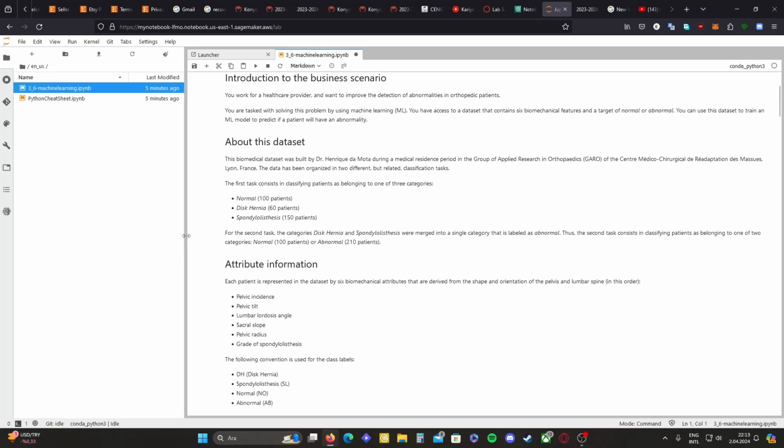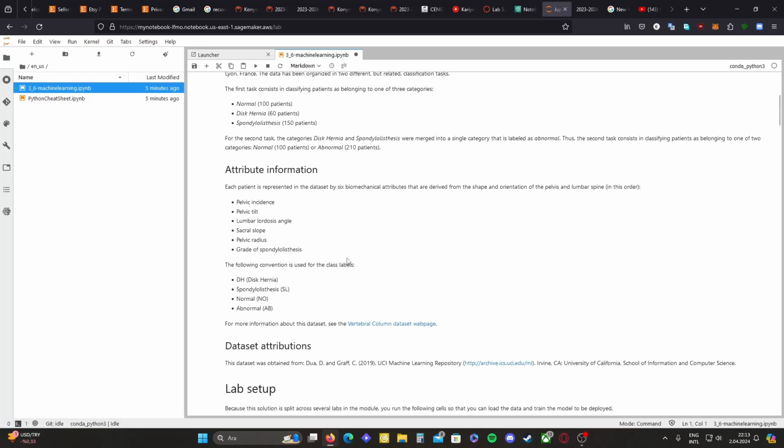About this dataset: classifying patients as belonging to one of 3 categories: normal, disc hernia, spondylolisthesis, and attribute information. Each patient is represented by the 6 biomechanical attributes that are derived from the shape and orientation of the pelvis and lumbar spine in this order. The following convention is used for the class labels: DH, SL, NO, and AB.